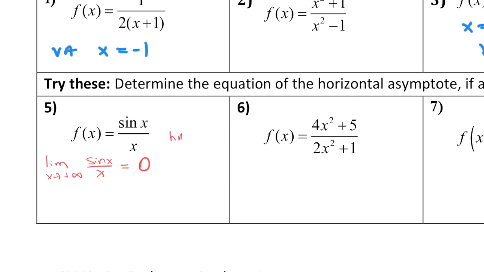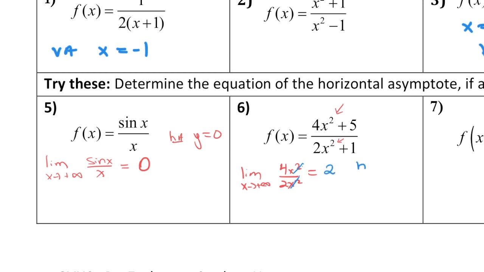So the horizontal asymptote in this problem is y equals 0. For question number 6, you want to think about the exponents. Here's x squared and x squared in both the numerator and your denominator. If you take the limit as x goes to positive infinity, or even x goes to negative infinity, what's going to happen? You're going to drop your lower order terms and be left with 4x squared over 2x squared. The x squareds will cancel out and you're left with 2.